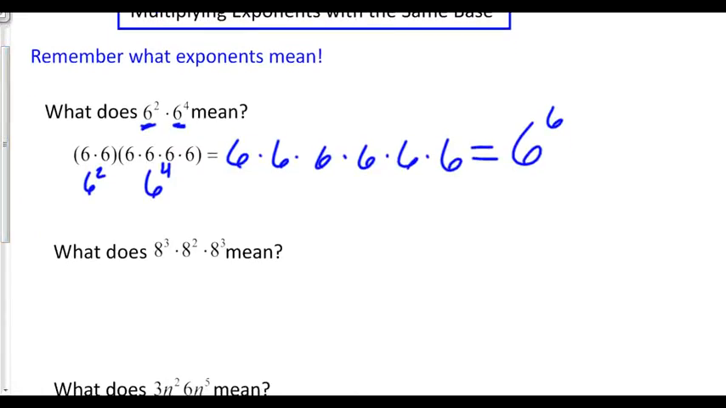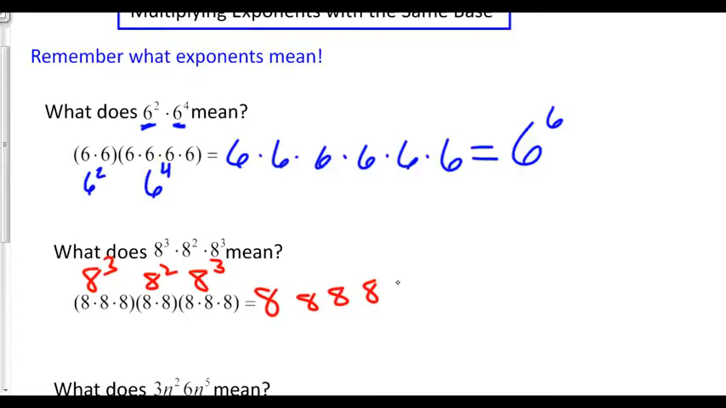If I have 8 to the 3rd times 8 squared times 8 to the 3rd, well, here's the 8 to the 3rd, and this is 8 squared. This is also 8 to the 3rd. It's just 8 times 8 times 8 times 8 times 8 times 8 times 8 times 8, and if I count all of this up, I have 8 to the 8th.